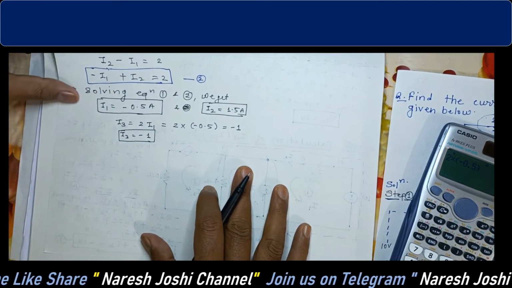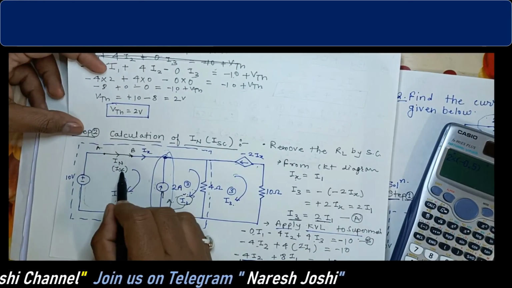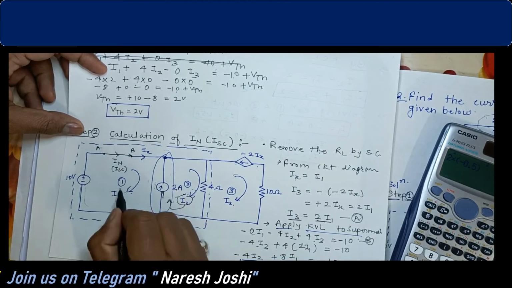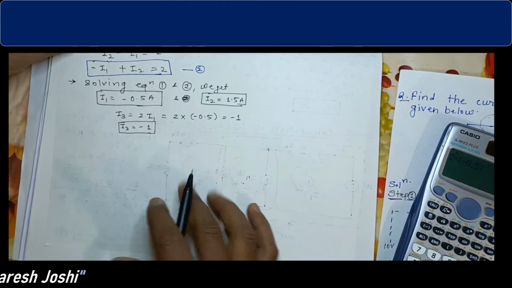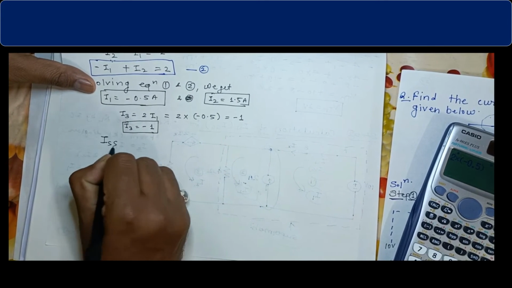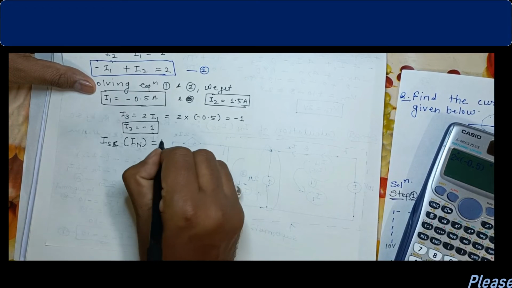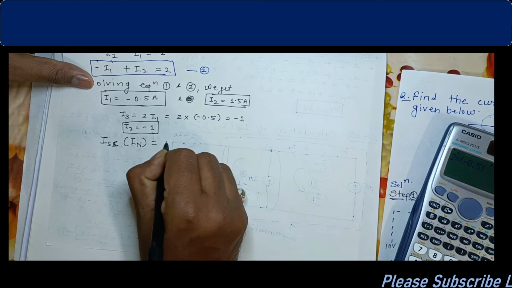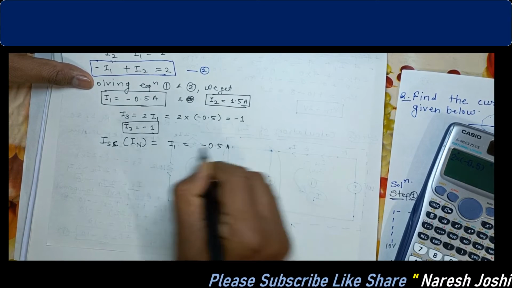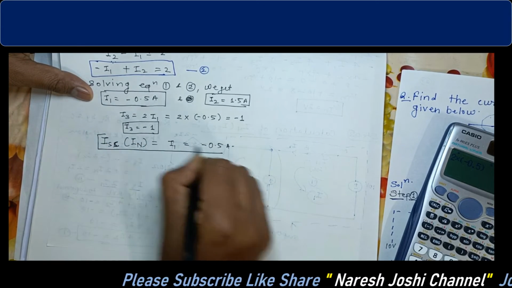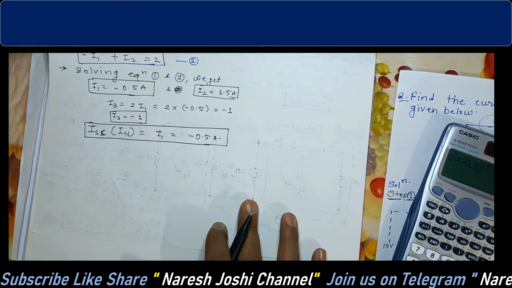Now what is the value of the ISC? Here you can see this is the ISC. ISC is equal to I1, so ISC and I1 will be the same. So I will mark here ISC, or you can say Norton's current IN, is equal to I1, and it is minus 0.5 ampere. So this is the value of the ISC.